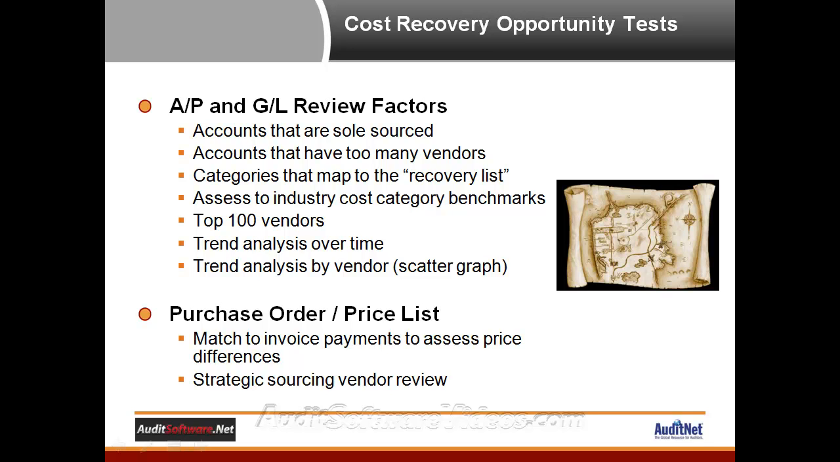We obviously want to time trend it. We want to trend it by vendor, and down below we have more specific tests that you could do, such as matching invoice payment pricing to PO pricing. But I still think, looking back up into the upper categories here, just doing this map to the recovery list and then taking a look where there's lots of vendors in certain account types and ones where there's just a few is probably one of the top things that you can do.